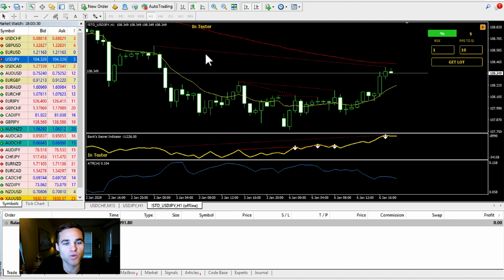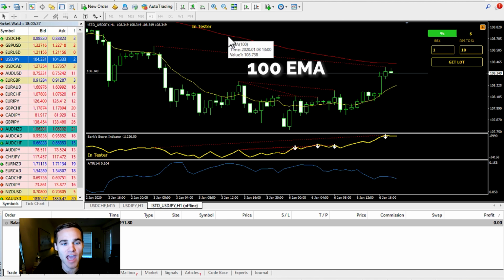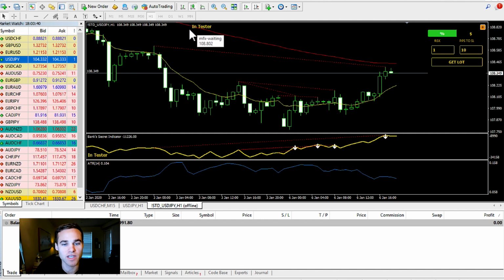So what we're going to do is put on this 10 EMA, or exponential moving average, and this 100 exponential moving average onto our chart. Okay, and we're only going to trade in the direction of the trend. So we can clearly see that this is in a downtrend, so we're only going to be looking for sell trades. And on top of that, we're going to be trading the hour chart.